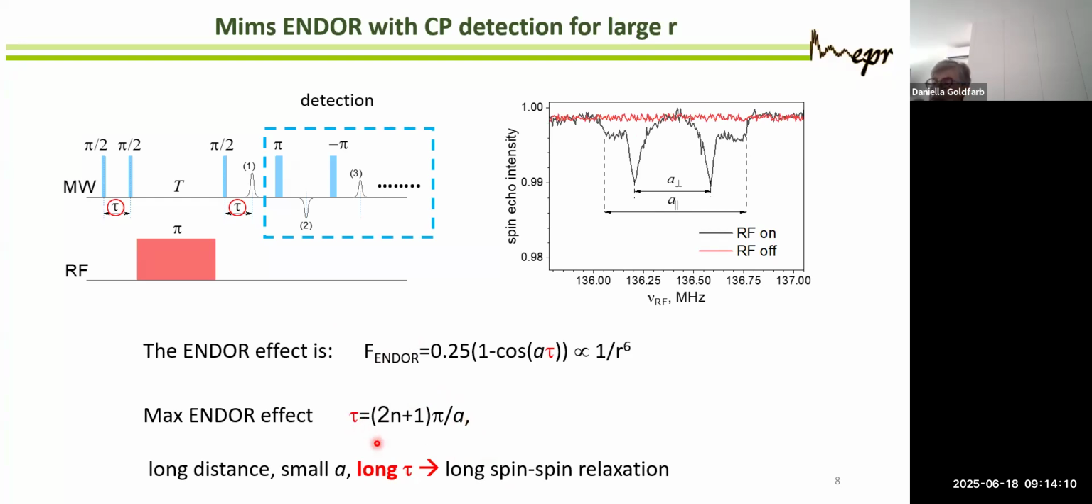And then what happens, like everything, the phase relaxation hits you in the face. So if you want to measure long distances, you need to apply long taus, and in this case, you are limited by what we call the phase memory time. Okay, so we have to remember these blind spots.